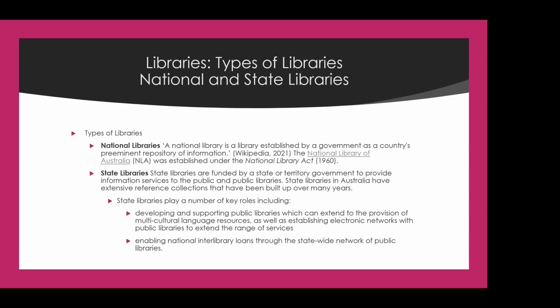Okay, so we've talked about what libraries do, and now we're going to talk about the different types of libraries. And we're going to start with national and state libraries. A national library is a library established by a government as a country's preeminent repository of information. Okay, so countries, states, communities have areas that are repositories, which means anything that's published actually gets sent to them.